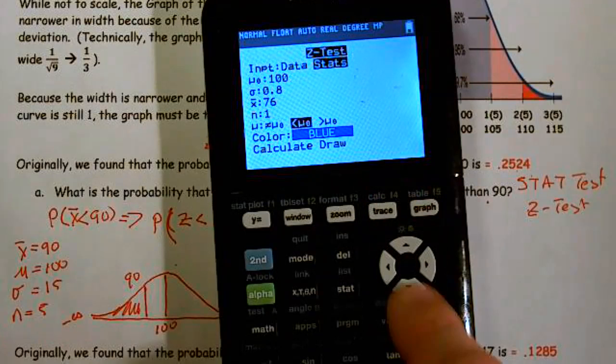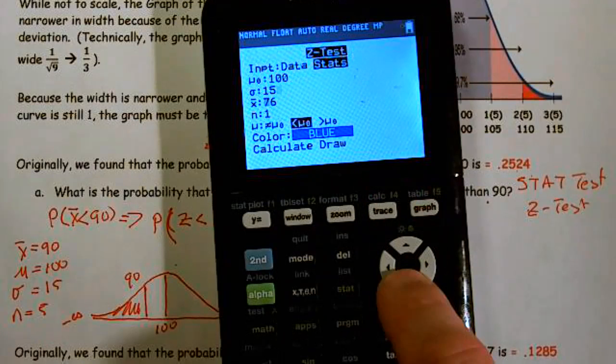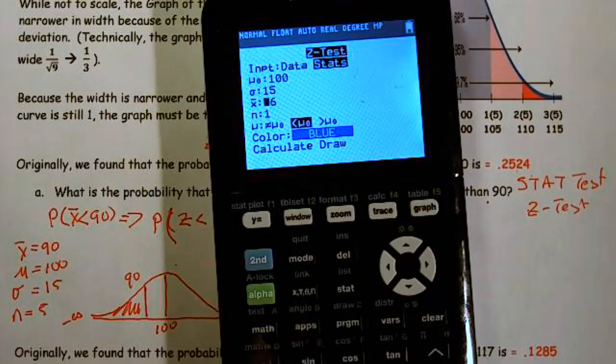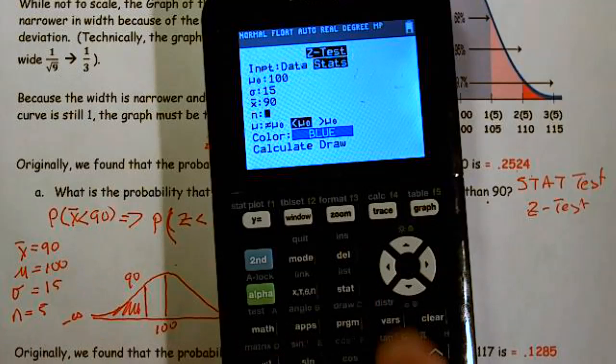All right, so our mean was 100. That was the population mean. The population standard deviation was 15. The X bar was 90. And n, our sample size, was 9.